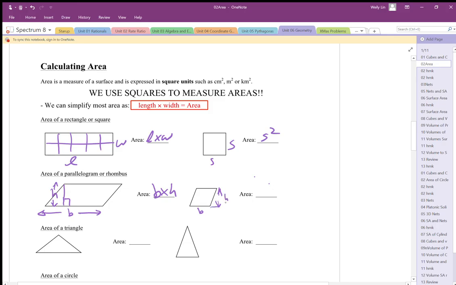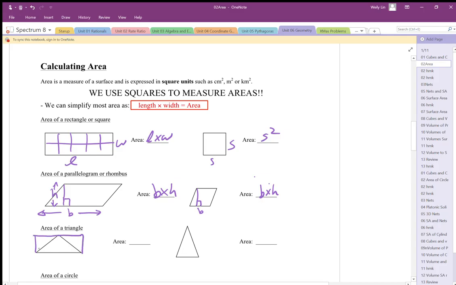Okay, and again, it has to be a 90-degree height. We don't use this length at an angle. That's wrong. Okay, we want to use the base times the height, the perpendicular height, the height at 90 degrees. So maybe I better draw it in there as the height. Base times height. The triangle area is going to be based on a rectangle as well.